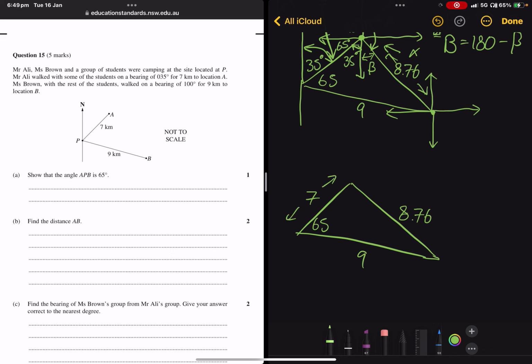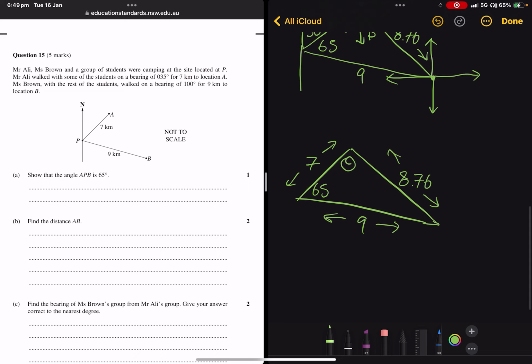So we know these lengths, and now we can just use another trigonometric rule to find this angle, which we can call theta. Theta minus 35 is going to give us beta. 180 minus beta is going to give us our bearing. So this is what we're going to do now. Here we'll use sine rule because we have an angle side pair here with one unknown and an angle side pair here where both are known. So we get sine theta over 9 is equal to sine 65 divided by 8.76.